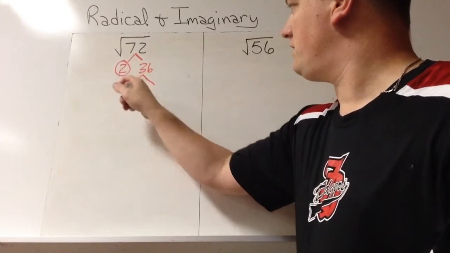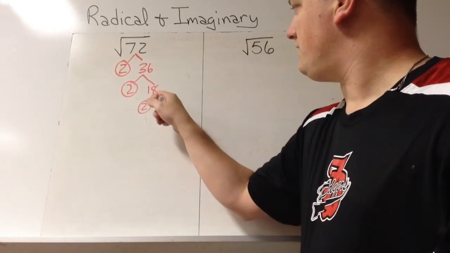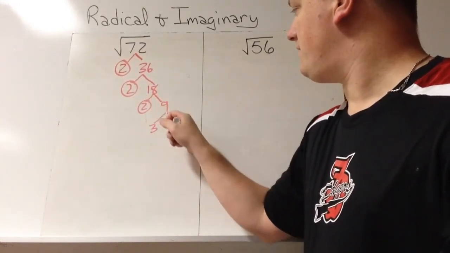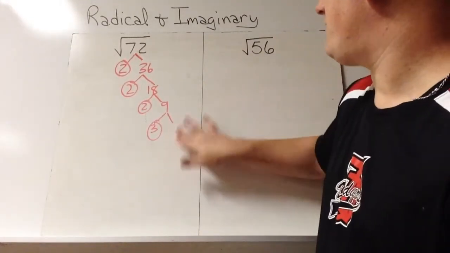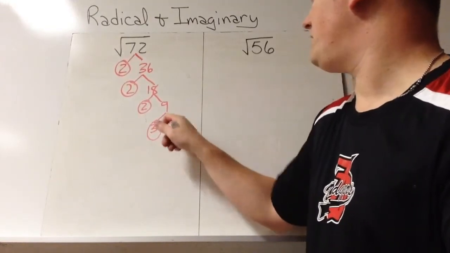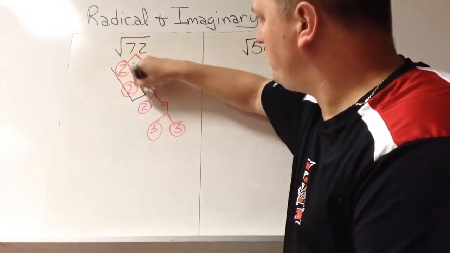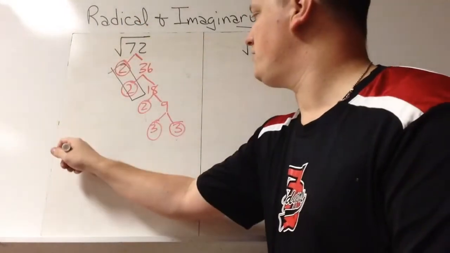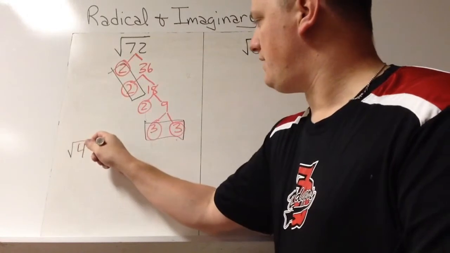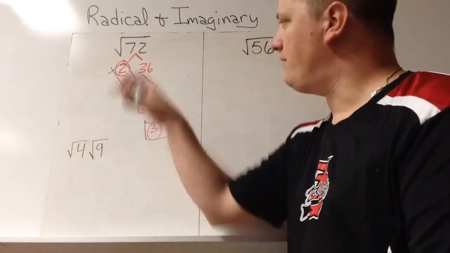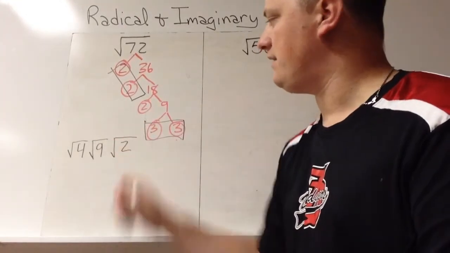36 divided by 2 is 18. 18 divided by 2 is 9. 9 divided by 3 is 3. So there is my factored version. What we're going to do is double things up. So 2 times 2 is 4, so we're going to do the square root of 4. We've got 3 times 3 is 9, so we're going to do the square root of 9. And whatever is left, anything that doesn't double up, goes in our last square root. So here it's going to be 2.